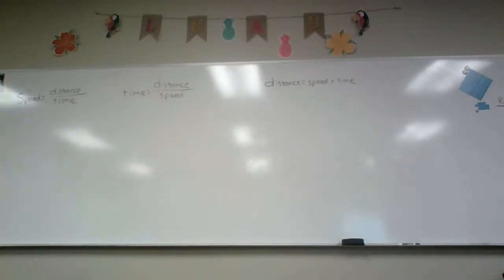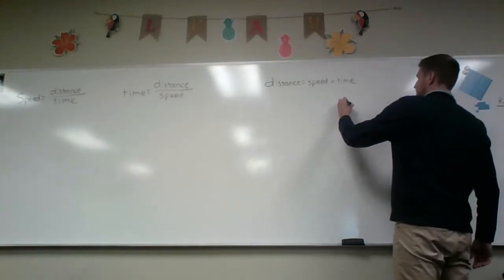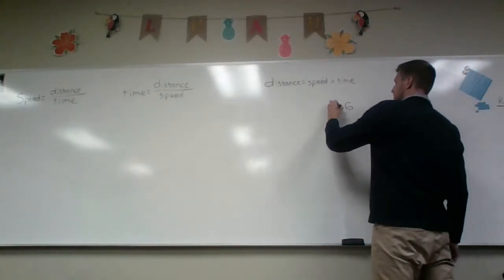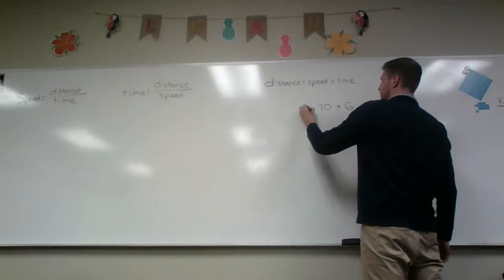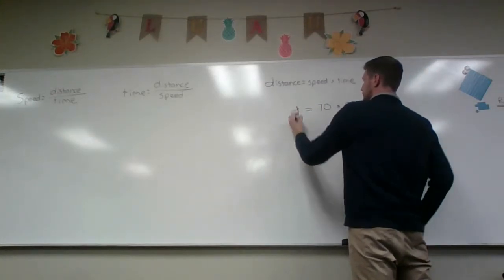For example, the first section of your assignment, you are going to be finding the distance traveled. So you're going to be looking at the formula where the distance is by itself, for how far. So if you're going to find something for how far, let's just say you drove for 6 hours at 70 miles per hour. 6 hours, 70 miles per hour, distance.